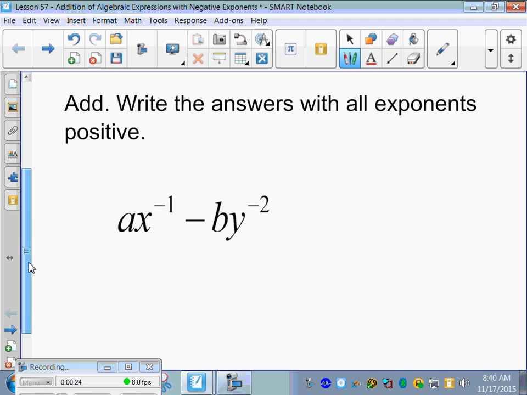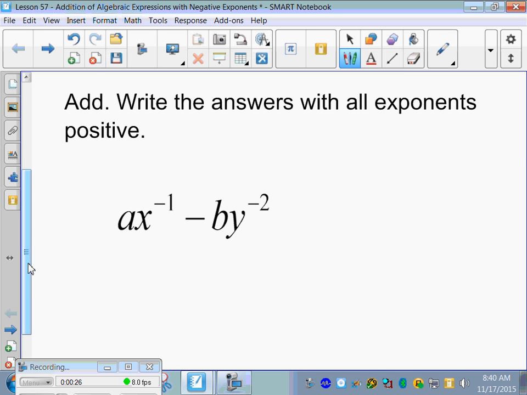Add and write the answers with all exponents positive. All right, so this is one of those ones you guys might not realize when you're on your set. Even if it says add, there can be a subtraction sign here, all right? So if this happens again on the test, don't say, oh, this must be a typo, I'm going to change this to an addition because I want to. Nope, it's meant to be a subtraction sign.